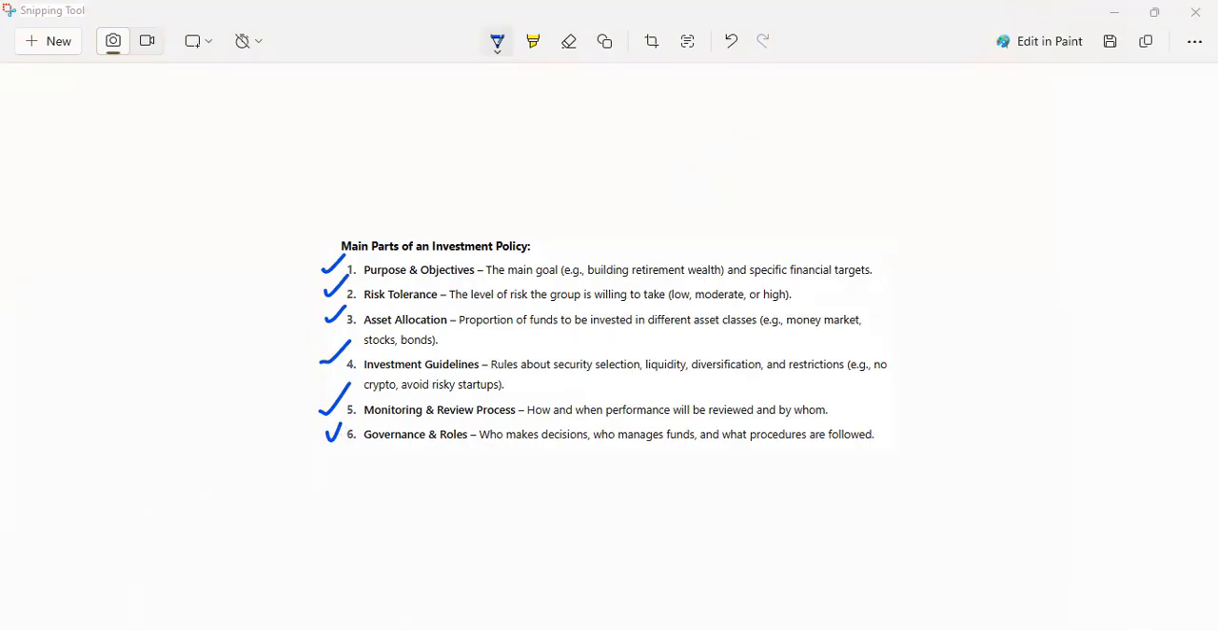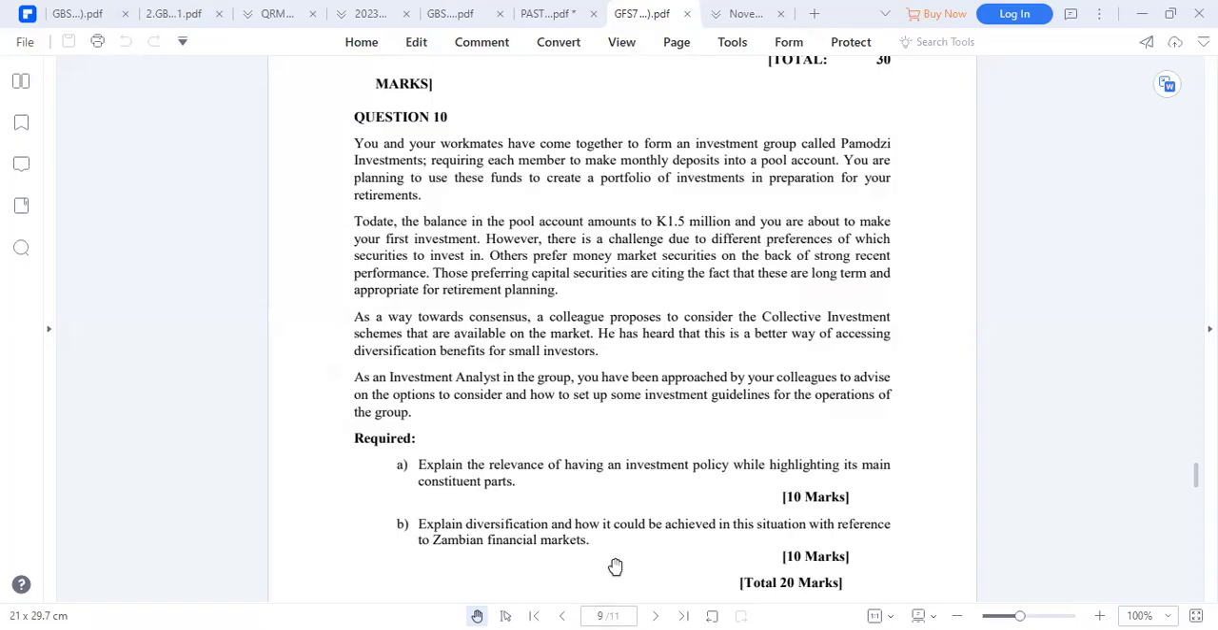And we lastly were asked to explain diversification and how it could be achieved in a situation different to the financial markets. How can diversification be achieved? And why does it matter? Let's explain how it can be achieved, this diversification in the Zambian context. And does it matter at all? That's part B of the question.